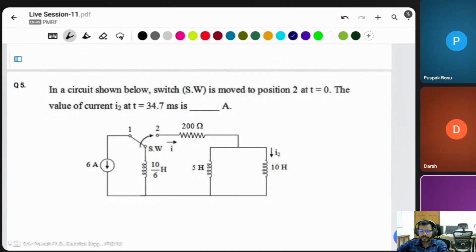Okay, next go for the next question. In the circuit shown below, the switch is moved to position 2 at t is equal to 0. It means first of all it is connected to position 1, after that at t is equal to 0 it is connected to position 2. The value of current I2, where is I2? I2 is the current flowing through the 10 Henry inductor. I2 at t is equal to 34.7 millisecond.